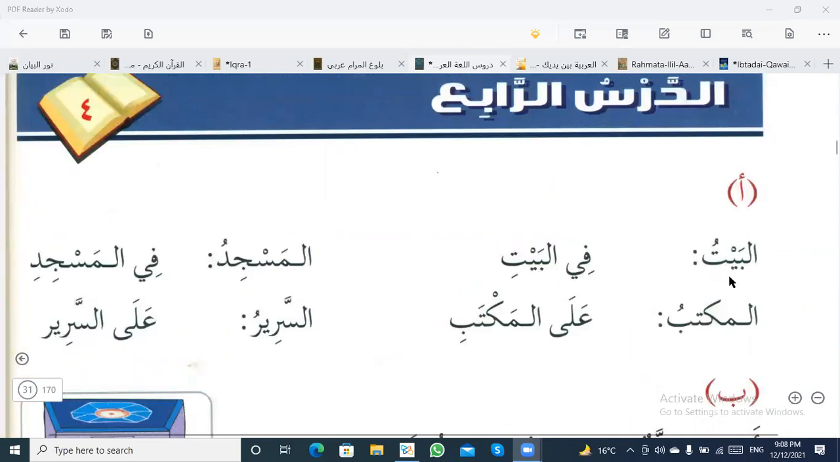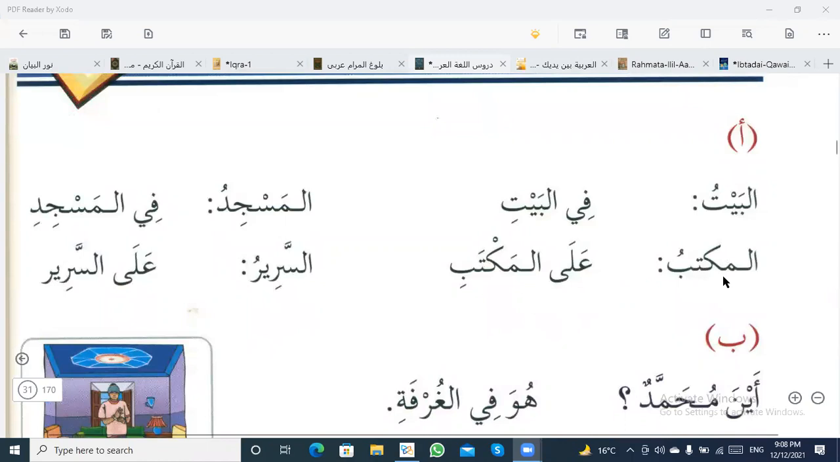Start reading. Al-baytu, the house, fil bayti, in the house. Okay. Al-masjidu, the mosque, fil masjidi, in the mosque. Al-maktabu, the table, alal maktabi, on the table. Al-sariru, the bed. Alas-sariri, on the bed. Okay.